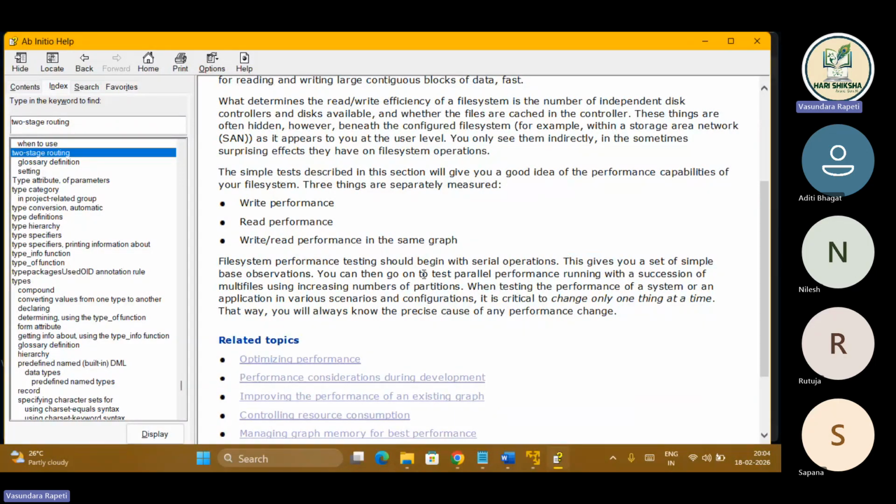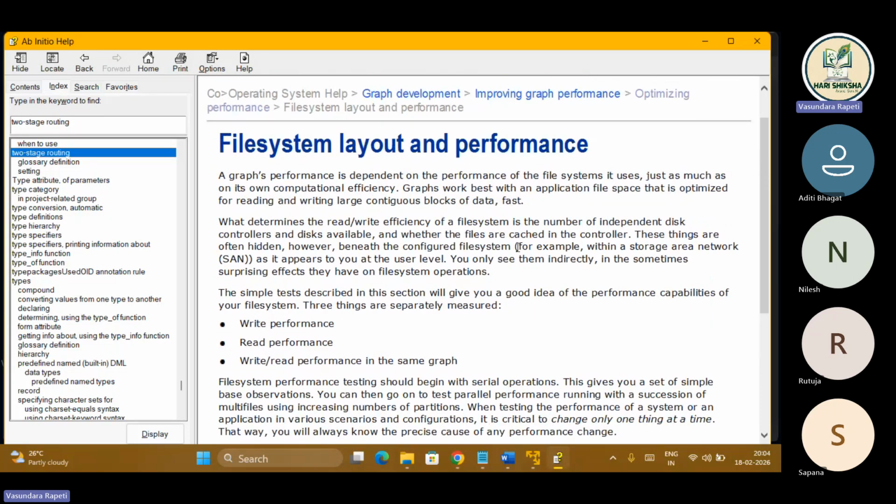File system performance testing should begin with serial operation. This gives you a set of simple observations. You can then go on to test parallelism on MFS with a succession of multifiles using an increasing number of partitions. When testing the performance of a system or an application in various scenarios and configurations, it is critical to change only one thing at a time. That way, you will always know the precise cause of any performance change. Like, first you run serial, then increase the number of partitions like that.